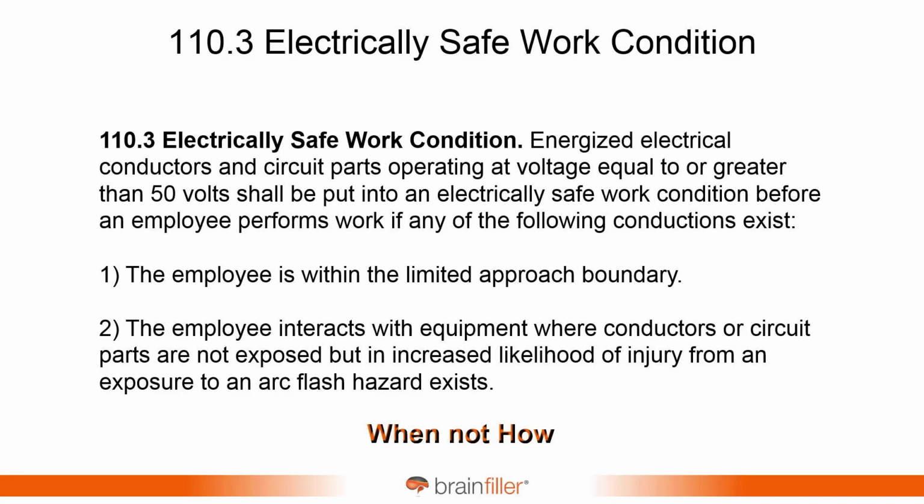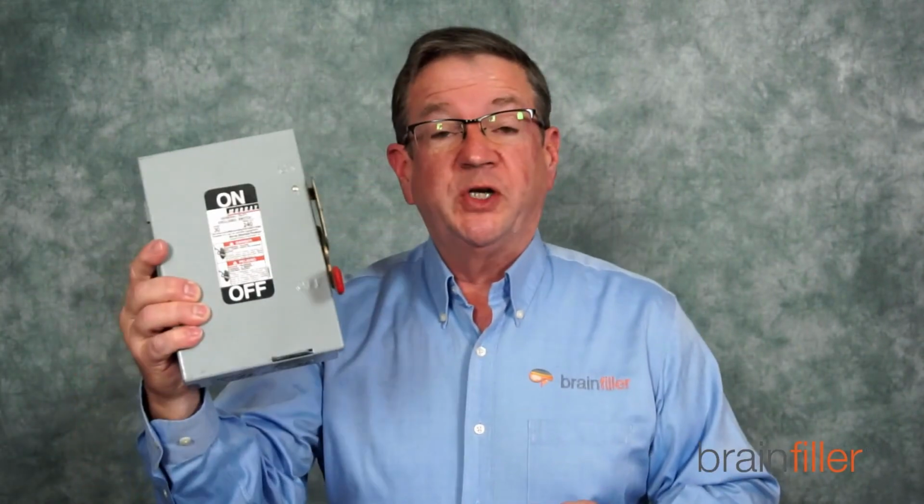You establish an electrically safe work condition if the employee is working within the limited approach boundary or if they're interacting with the equipment. That word interaction, you may remember that back in 2009. The 2009 edition of NFPA 70E changed the definition of an arc flash hazard from exposed energized parts and conductors to also include if you're interacting with the equipment in such a way that could lead to an arc flash. What that involves is if you have a switch, for example, this was back in 2009, simply just interacting could be considered an arc flash hazard.